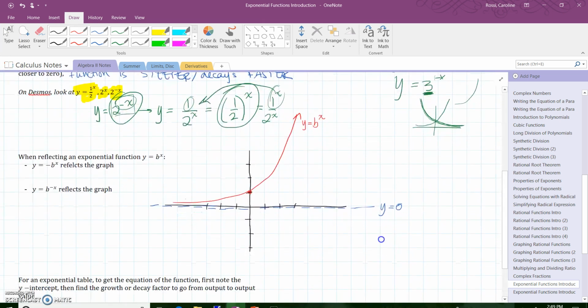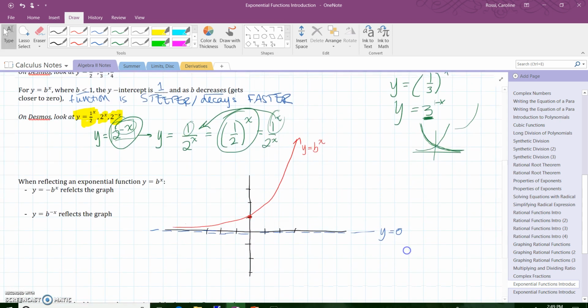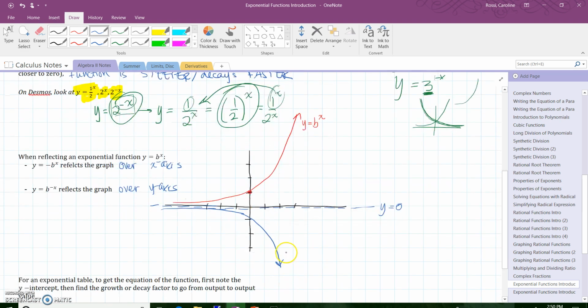Let's move down here. Okay, so whenever we're reflecting the exponential b to the x, negative b to the x reflects the graph over the x-axis, and b to the negative x reflects over the y-axis. Alrighty, so this right here would be y equals negative b to the x, and then this right here, let's reflect over the y-axis. Well, it's not a very good exponential graph, is it? That is y equals b to the negative x. So make sure you sketch those and include that.